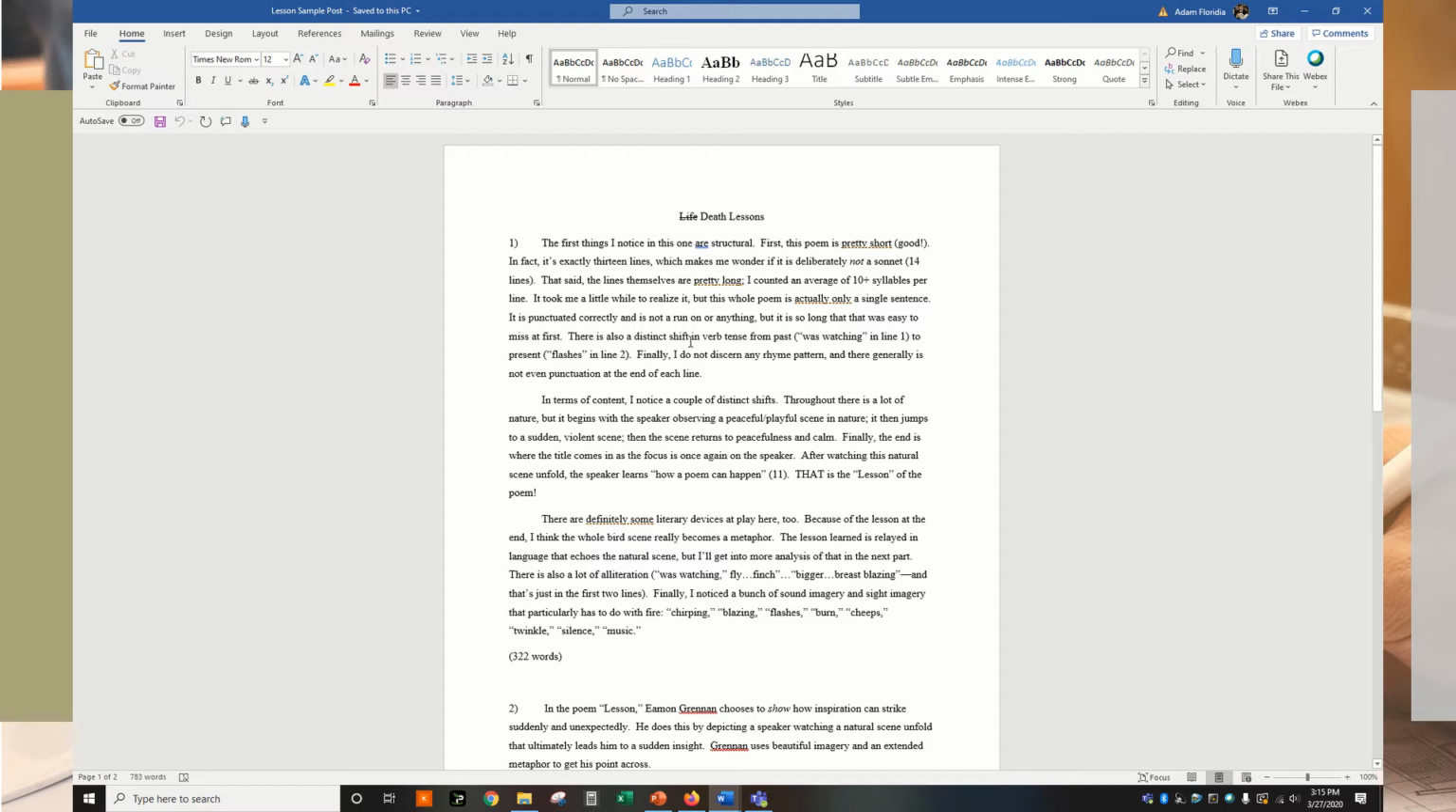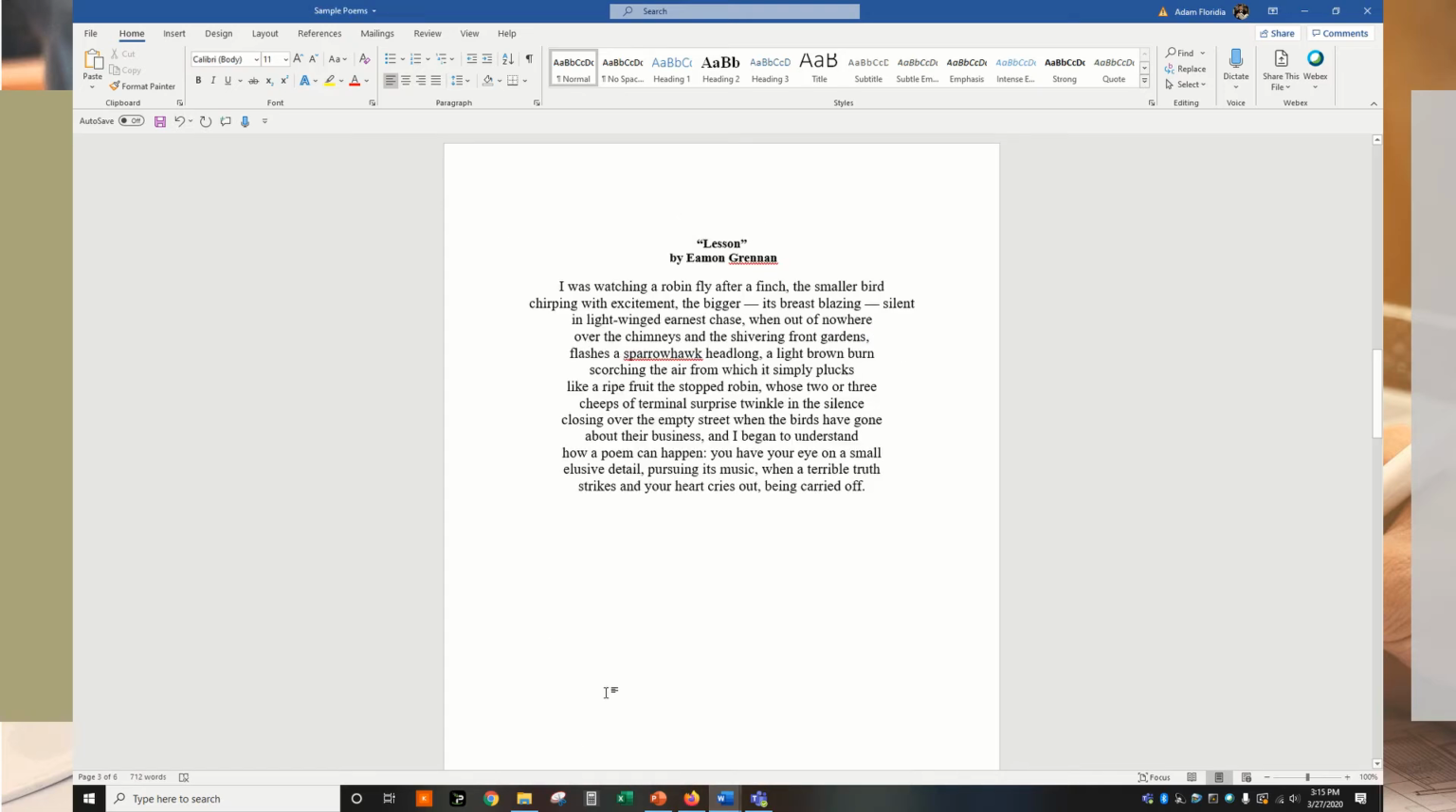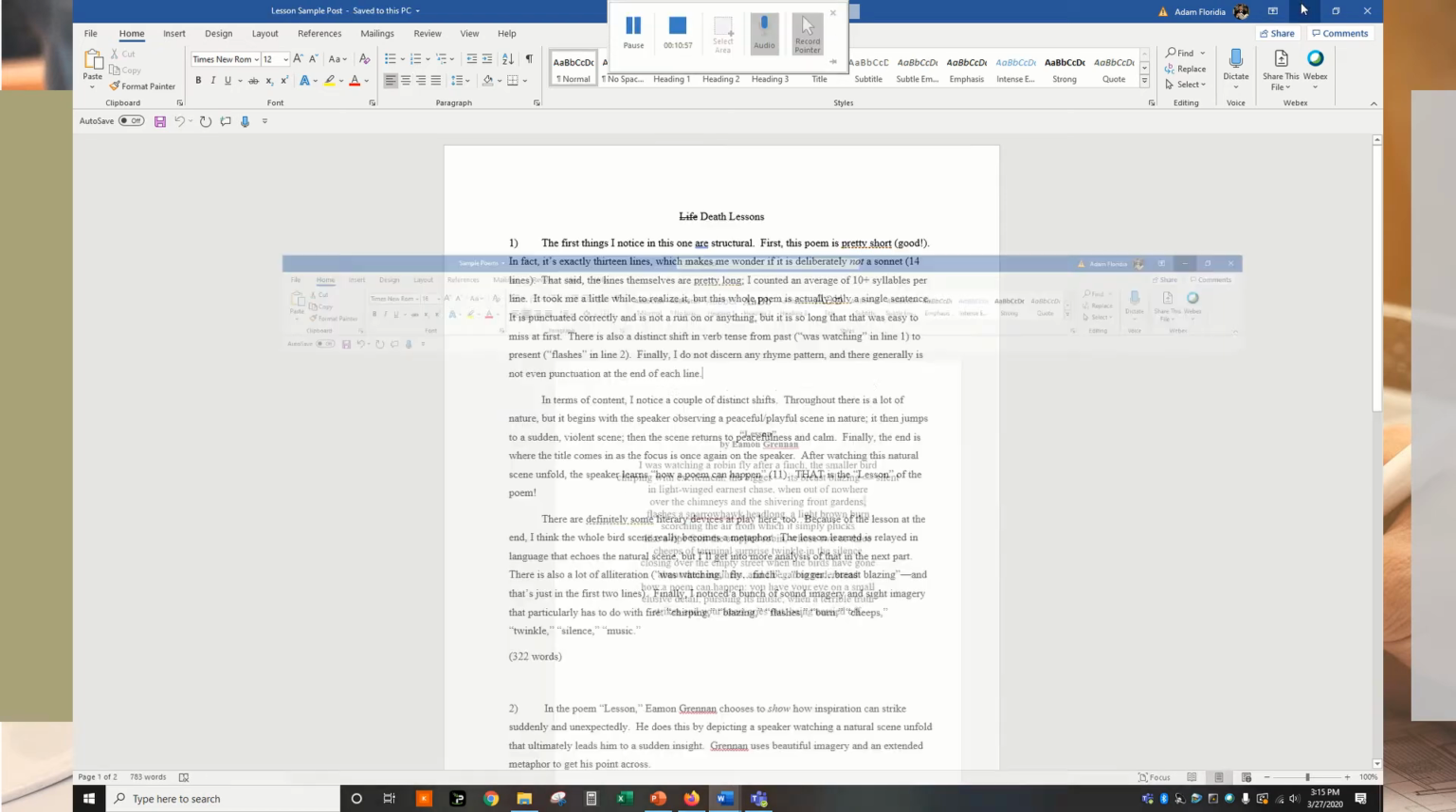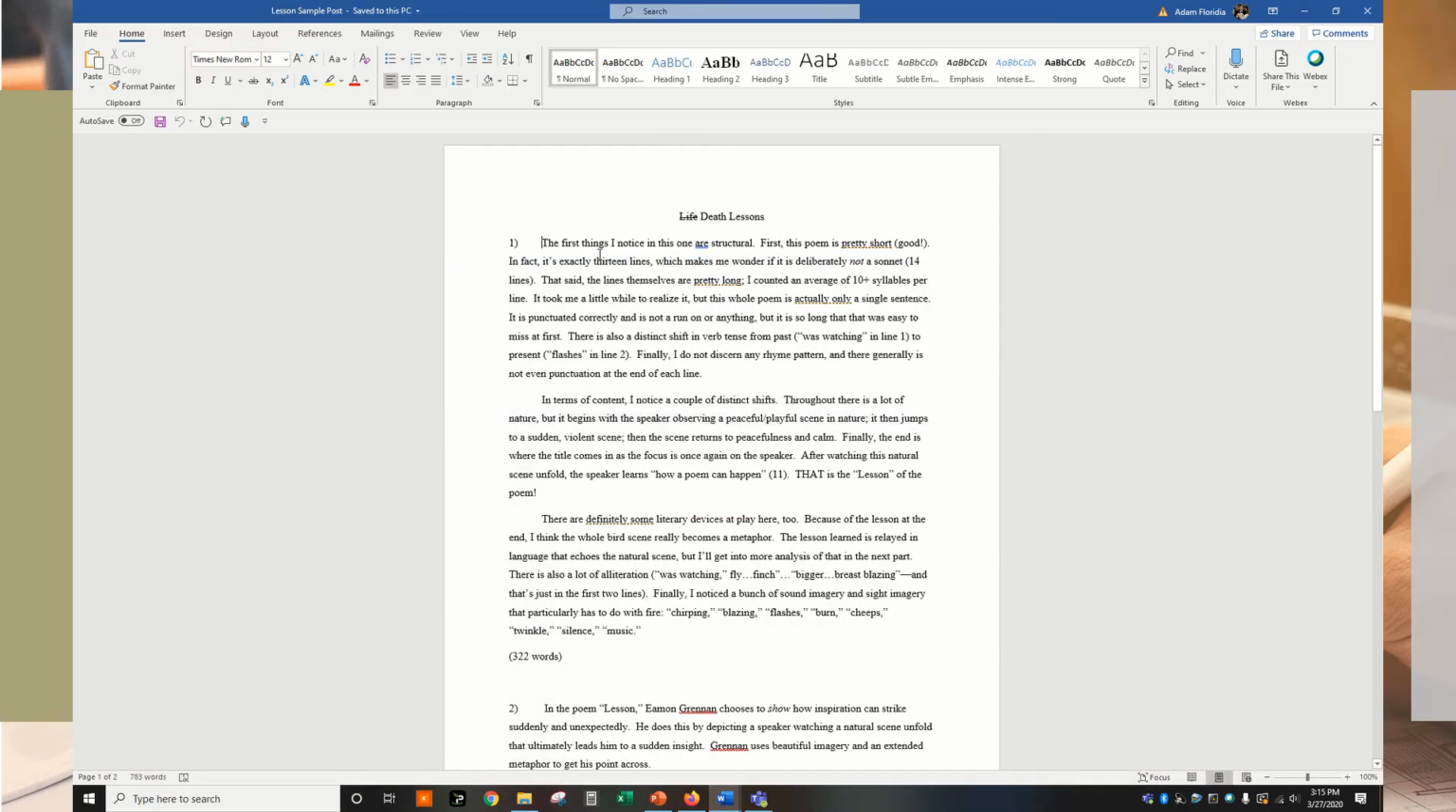There's also a distinct shift in verb tense from past tense, "was watching" in line 1, to present tense, "flashes" in line 2, so I noticed that about the verbs. Finally, I do not discern any rhyme pattern, and there generally is not even punctuation at the end of each line. All the things I noticed, some of those I didn't say out loud as I read this. A lot of poems have commas or other punctuation at the end. This one really doesn't. I mean, we got a comma here. Other than that, it's the period at the end. Notice how I organized. These are all the things that I noticed for structure. I didn't analyze anything. I just told you what I noticed, and I got a pretty good paragraph out of that.